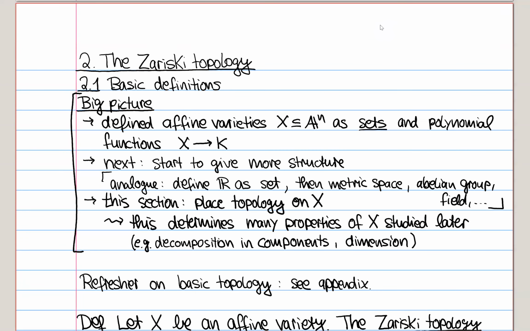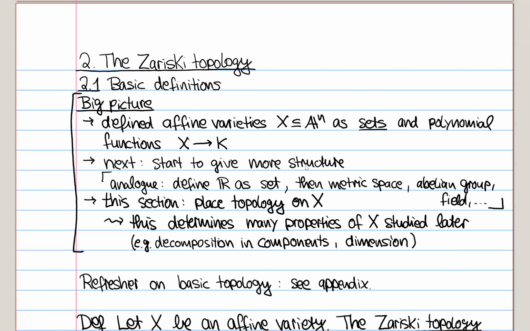The second chapter of the course is about the Zariski topology. Looking back, what we have done in the first chapter is we defined affine varieties in the affine space A^n, and we defined them as subsets of this space. And also towards the end, we defined what we mean by polynomial functions from such an affine variety into the base field K. The next thing is that we slowly start adding more structure to this set.